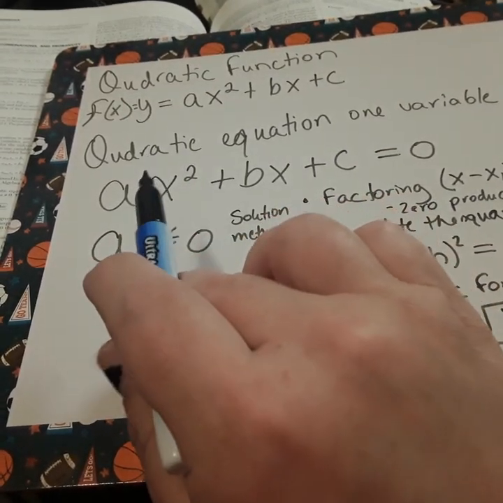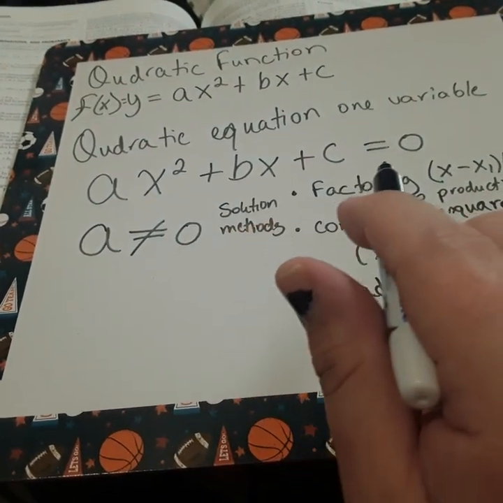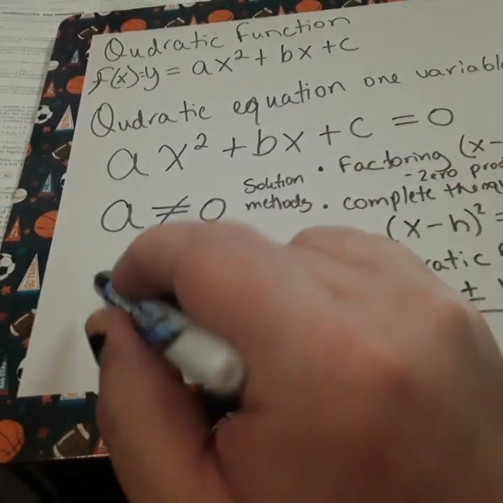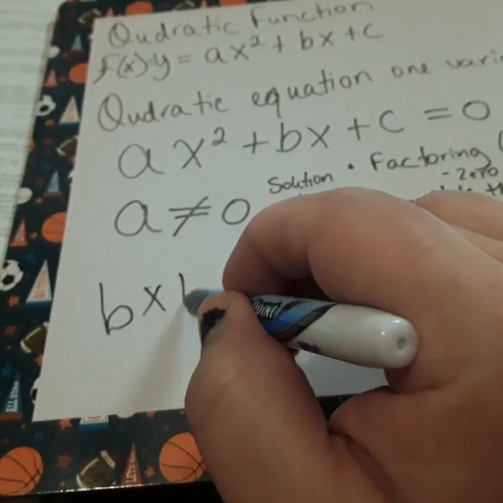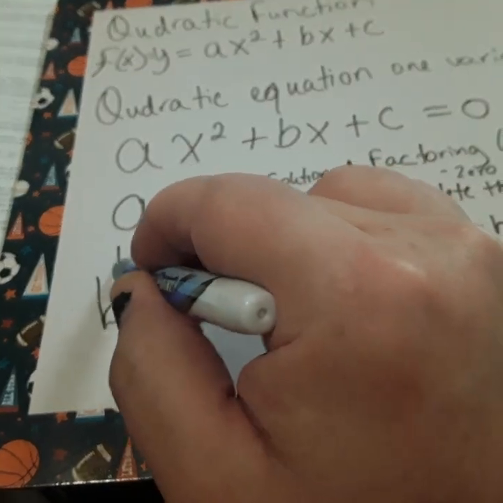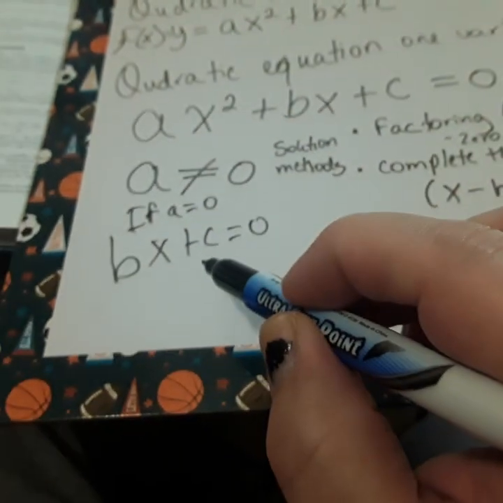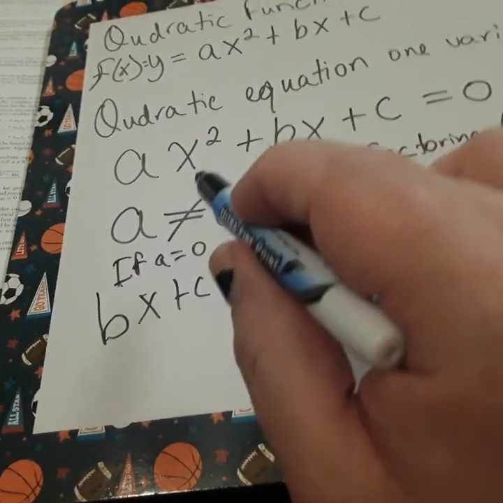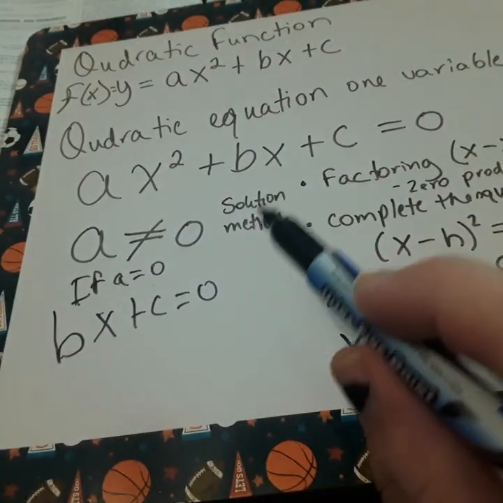when a is equal to zero, this term will not be here, and you're just going to be left with a linear equation in the form of bx plus c equals zero. And this is if a is equal to zero. So hence that's why a, the value of the coefficient, cannot be equal to zero.